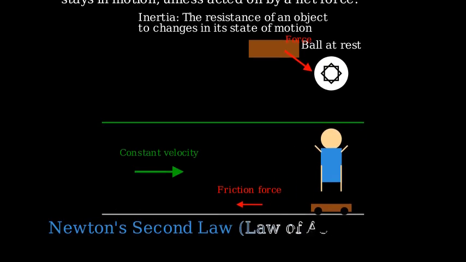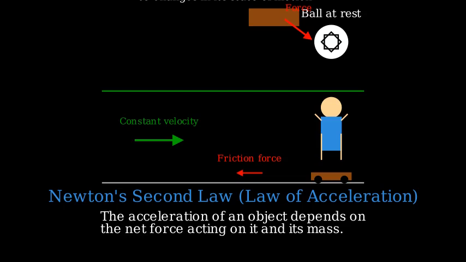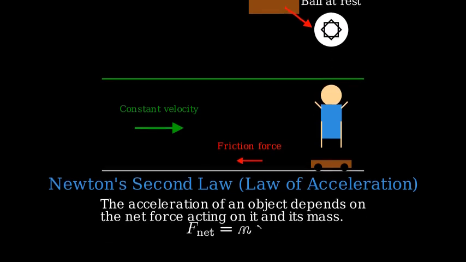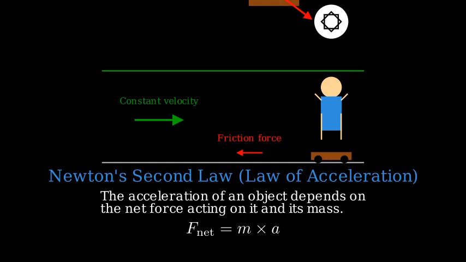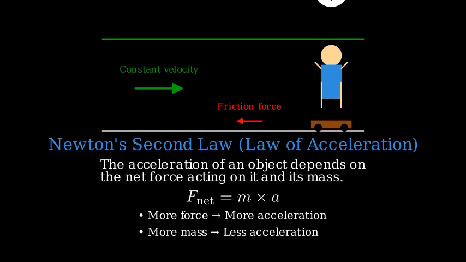Now let's move on to Newton's second law, also known as the law of acceleration. The second law states that the acceleration of an object depends on the net force acting on it and its mass. Mathematically, we can write this as F net equals m times a, where F net is the net force, m is the mass, and a is the acceleration. What this means is that if you push harder on an object, it will accelerate more, and if an object is heavier, it will accelerate less for the same force.